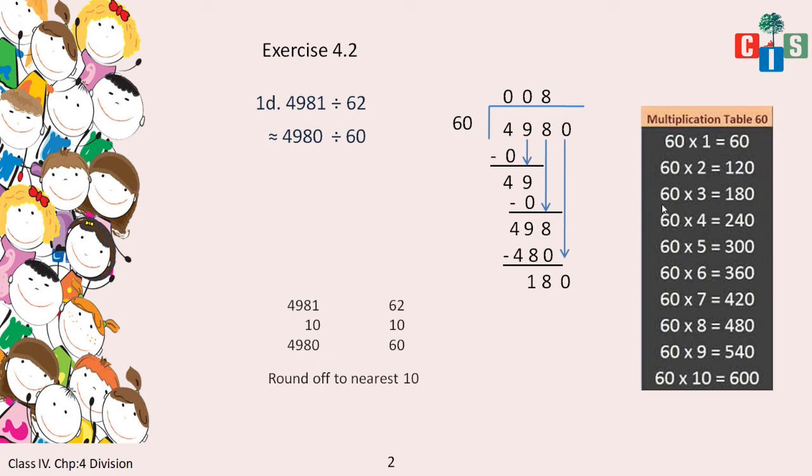Yes. 60 3s are 180. And 180 minus 180 is 0. Fine. So here I get my quotient, that is 83. And this is my estimated quotient, not the exact one. Fine. So here we finish the second sum also.